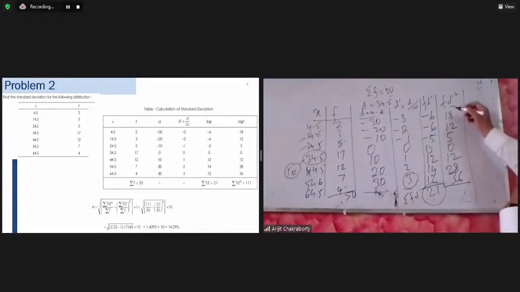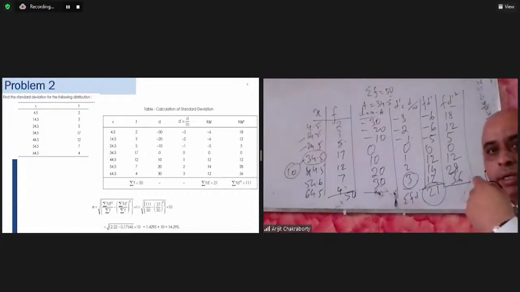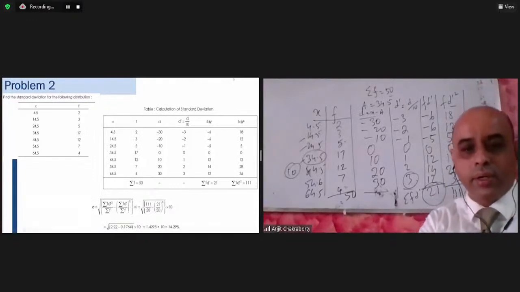So now we will try to get the total here. 18 and 12 is 30. 30 and 5 is 35. 35 and 12 is 47. 47 and 28 is 75, and 75 and 36 is 111. I am getting 111. So from this, we will calculate the standard deviation.